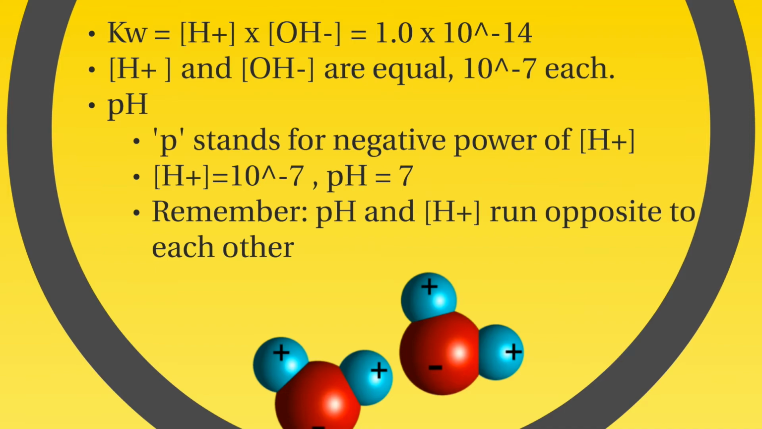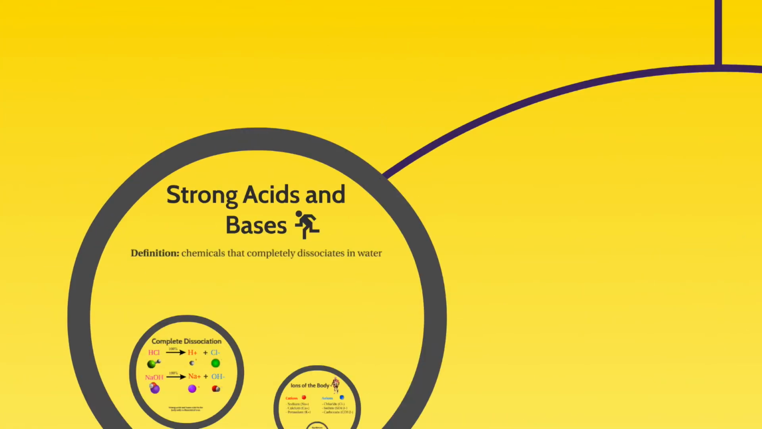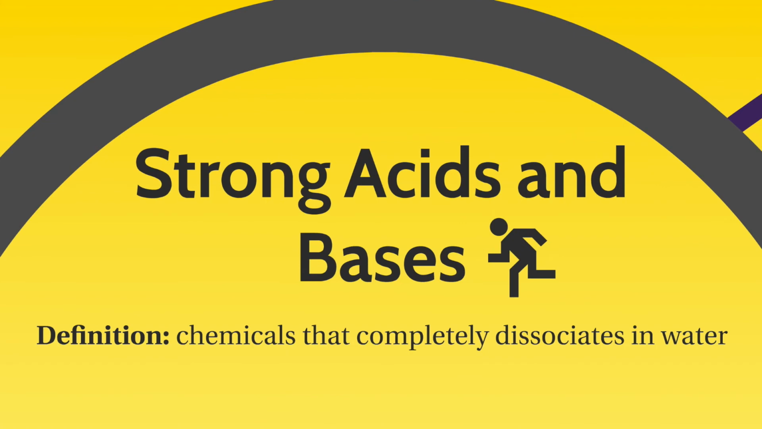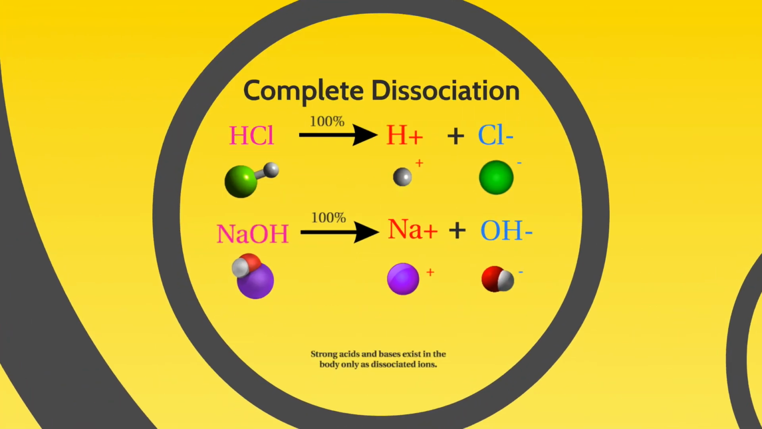In chemistry, we often come across the phrase strong acids and bases. Simply put, they are defined as chemicals that completely dissociate in water, meaning 100% of its components are broken down to its respective ions. For example, let's talk about hydrochloric acid. Widely known as a strong acid, once placed in water, 100% of the given HCl will dissociate into hydrogen ions, also known as protons, and chloride ions. And the same rule applies to strong bases.